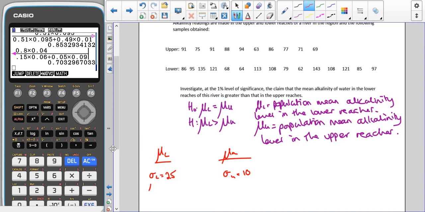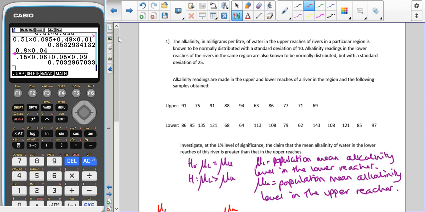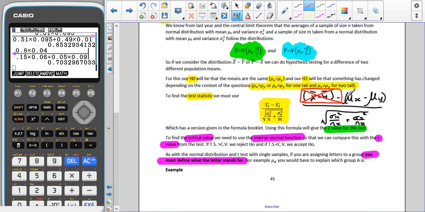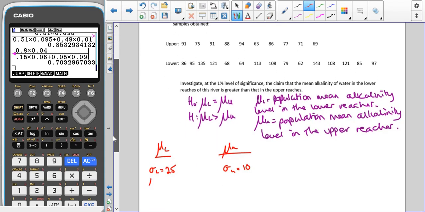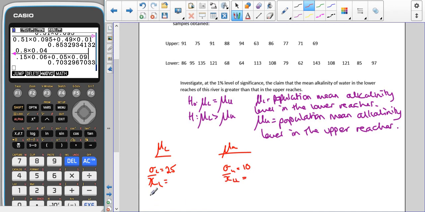We also, if we have a look at our formula on the previous page, we need to know x bar, and we need to know n. So we need to know how many pieces of data we've got, and we need to know what the mean of the sample is. So we're going to have XL bar, we're going to have XU bar, we're going to have NL, and we're going to have NU. So the number of pieces of data in the upper reaches is going to be 1, 2, 3, 4, 5, 6, 7, 8, 9, 10. The number of pieces of data in the lower reaches is going to be 1, 2, 3, 4, 5, 6, 7, 8, 9, 10, 11, 12, 13, 14, 15.